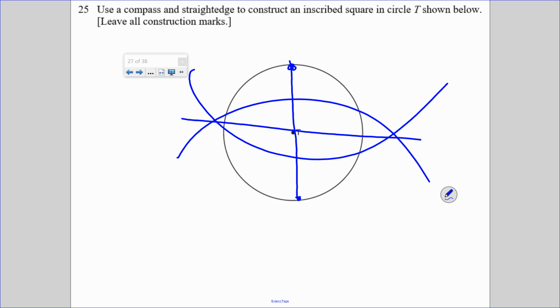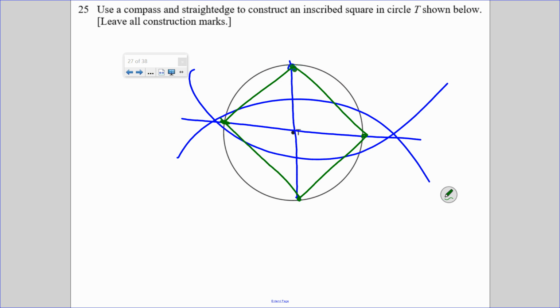This is obviously very freehand, a very rough sketch, and I draw that in. Now I have 1, 2, 3, 4 points on the circle. I connect them. That's my square. This, again, is very freehand.